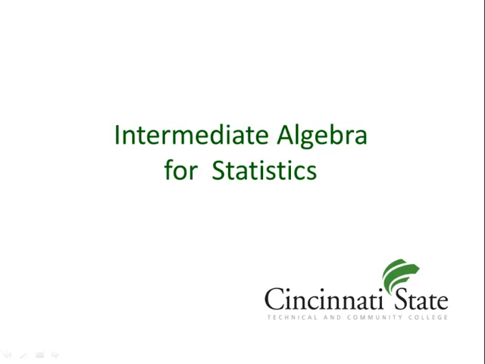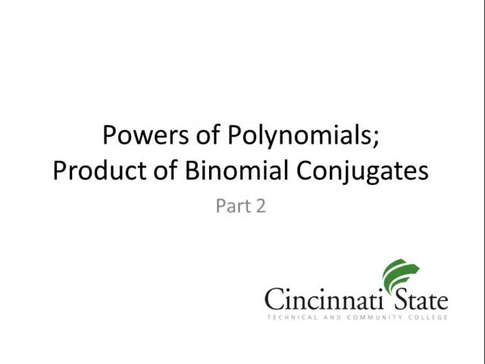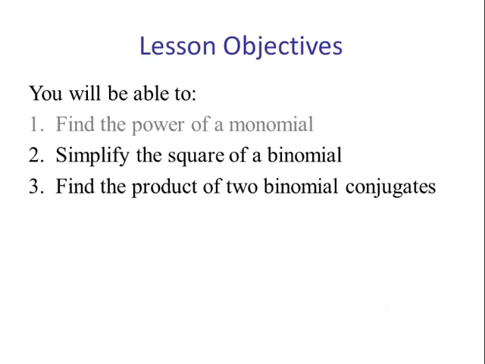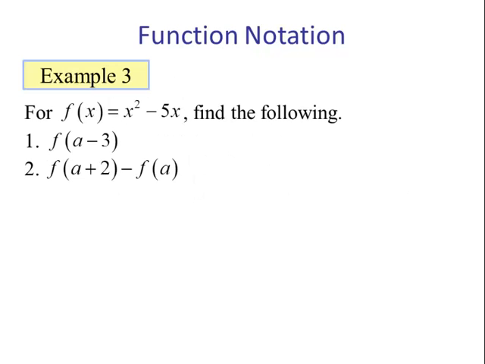Intermediate Algebra for Statistics, Powers of Polynomials, Product of Binomial Conjugates, Part 2. Lesson Objectives: Simplify the square of a binomial. Find the product of two binomial conjugates. We'll begin with an example.